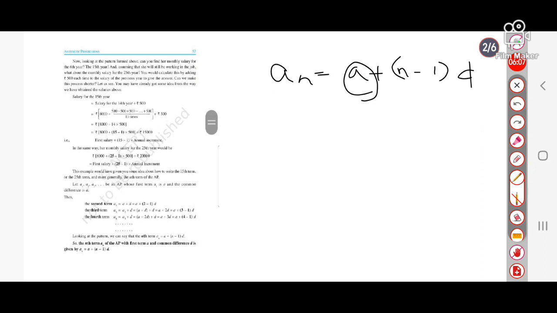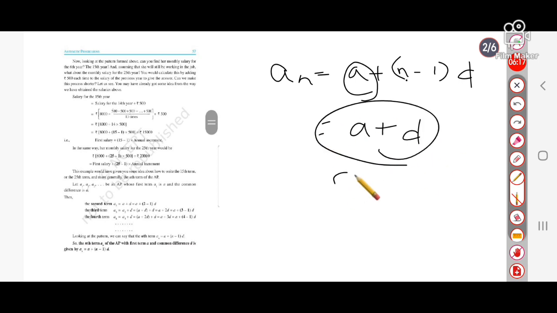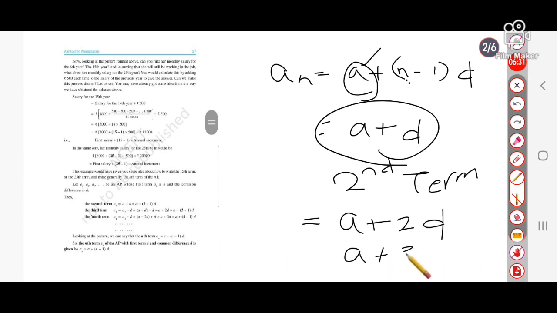The first term is a. For the second term, what you will do is simply substitute the value of n to be 2. a plus 2 minus 1 is 1, so a plus d. This is the second term. a will be the first term, a plus d will be the second term. Similarly, for the third term, substitute n equal to 3. a plus 3 minus 1 is 2, so a plus 2d. Then a plus 3d, then a plus 4d, it goes on. This will be the third term, this will be the fourth term, fifth term. Similarly, it goes on up to n number of terms.